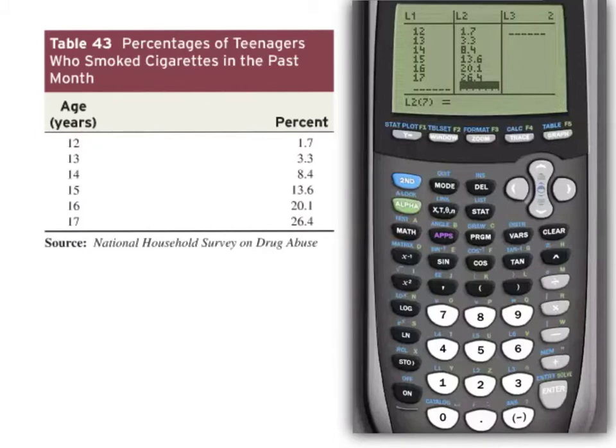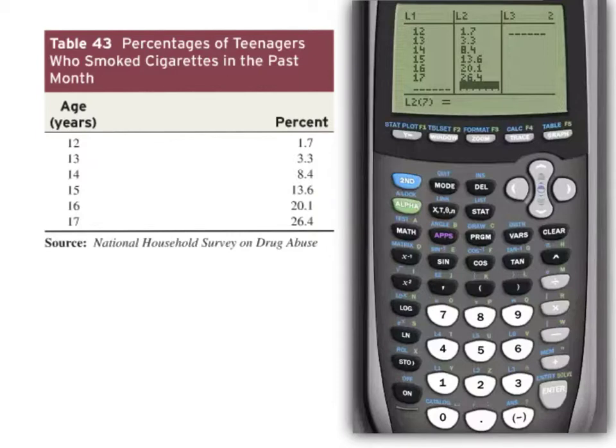Okay, so in this example, it gives the percentages of teenagers who smoked cigarettes in the past month for various different ages, 12 through 17. And the first thing you'd want to do is just look at the values in the table. As the age goes up from 12 to 17, the percent seems to get higher every time. So we know it's an increasing function.